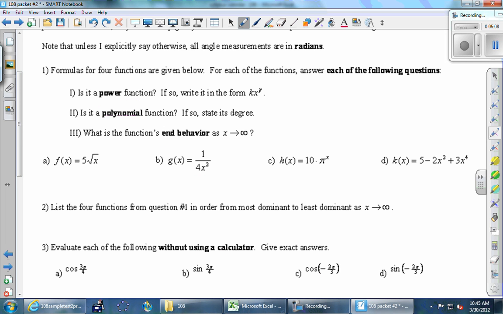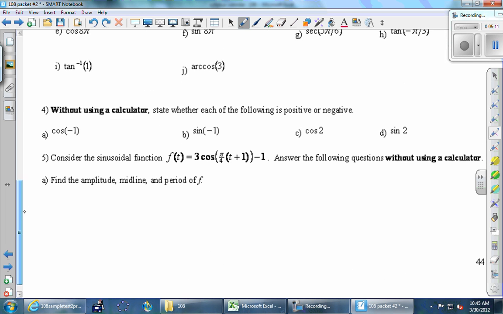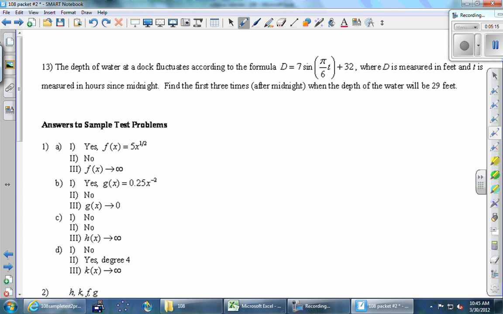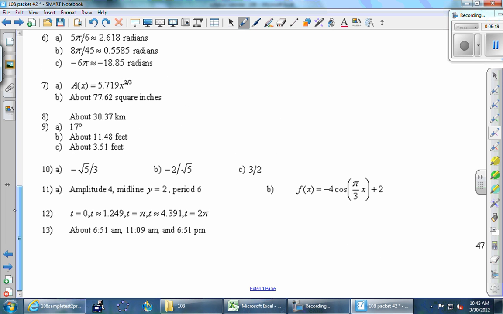So what I'd like to do before I have you guys work on any of those that you'd like is I want us to work on one together. This number 13 here on page 47.